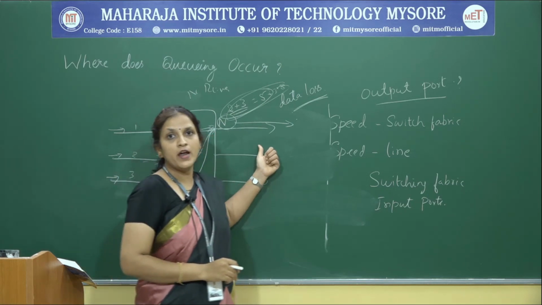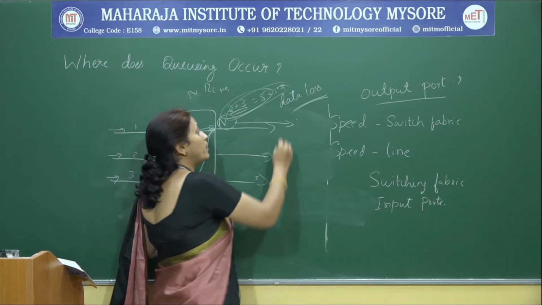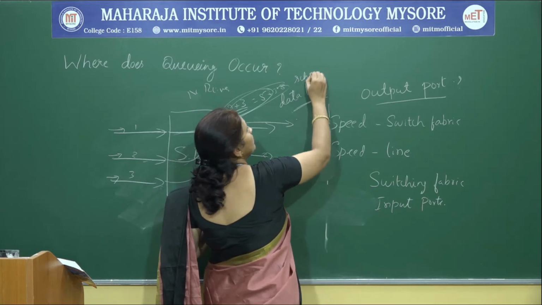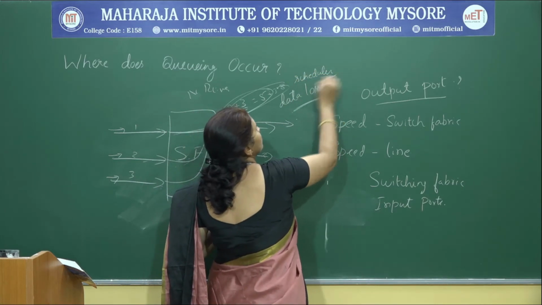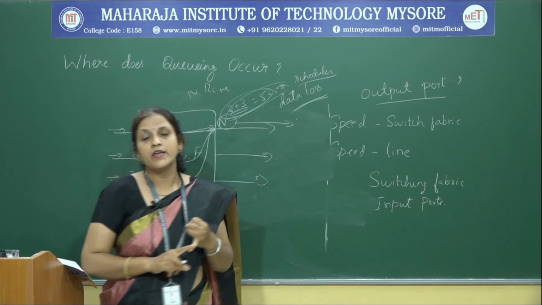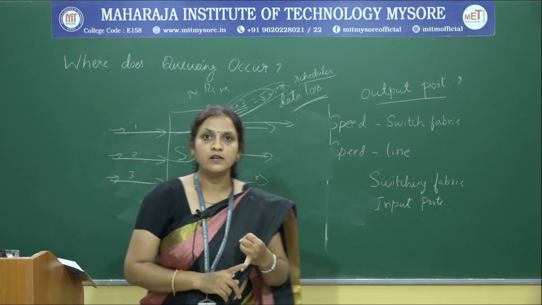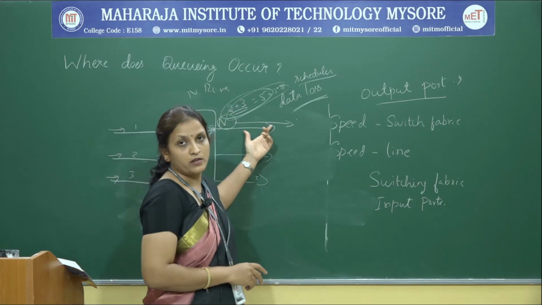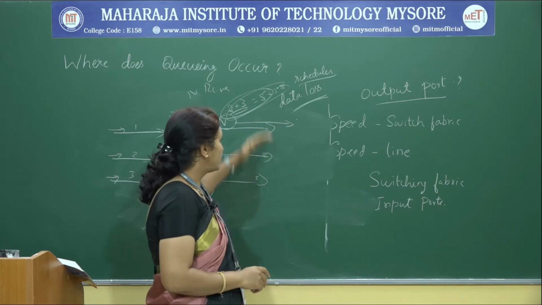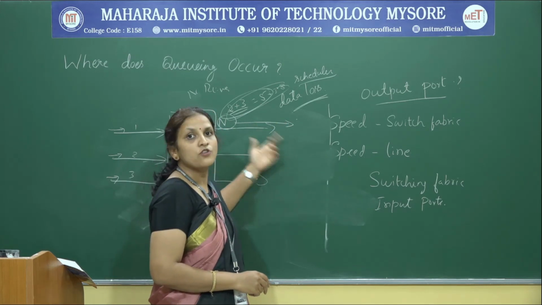Even that has to be handled, right? So, a scheduler needs to decide that. So, these are the two things which need to be considered when queuing occurs at the output port. We will understand this in a much better way with an example.